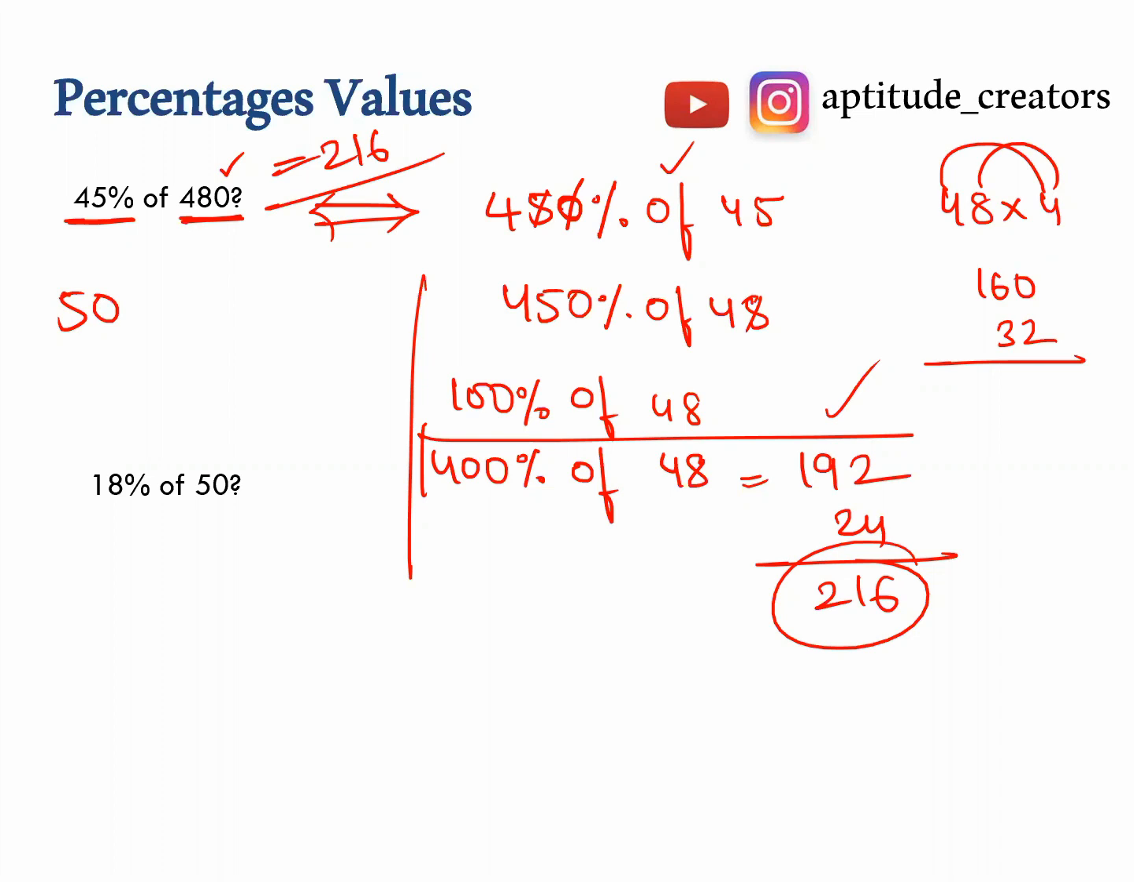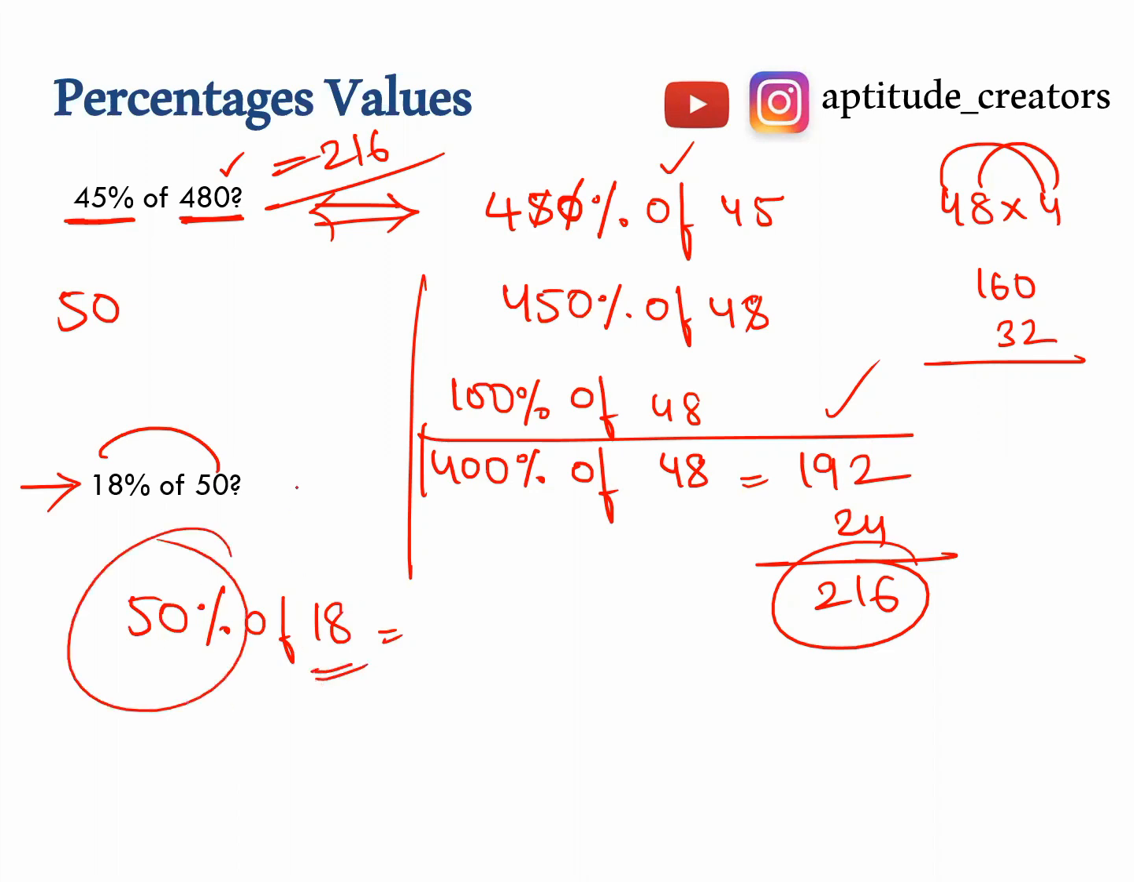Yes, madam. Now what about 18% of 50? 9. Great. You can interchange the numbers, that is 50% of 18, correct? 50%, we can say half of 18. Half, 9. Yes, 9 for this question.